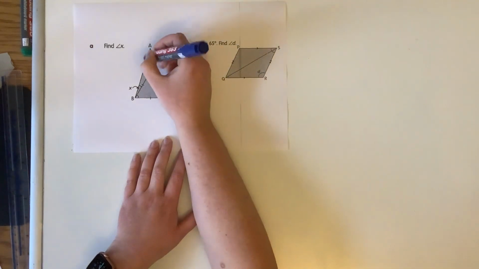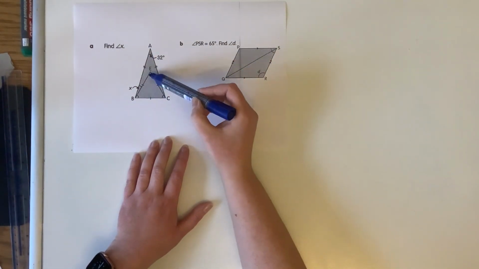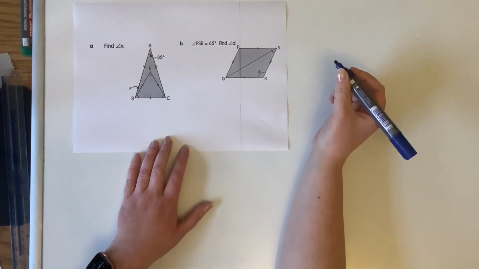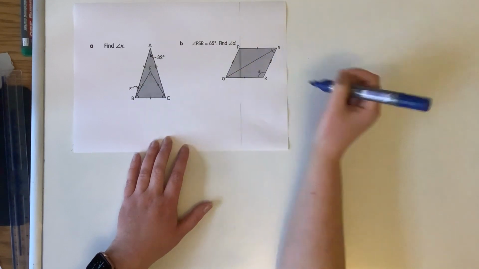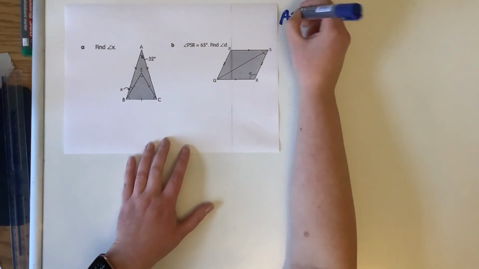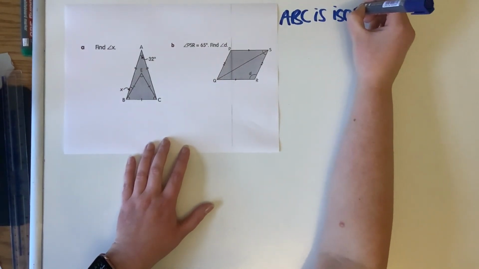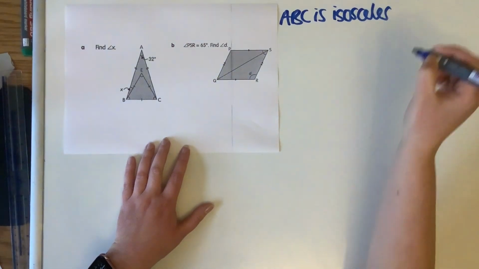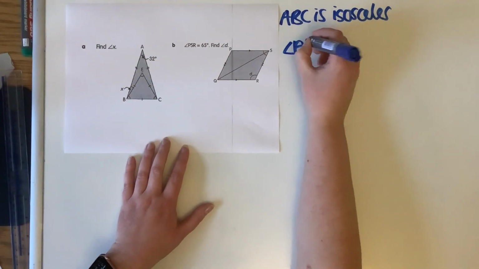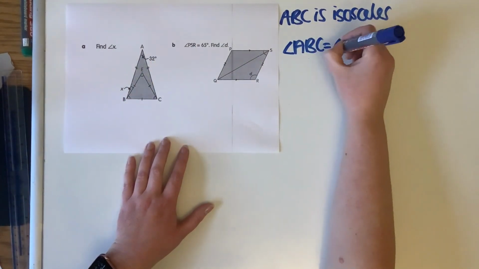And I already know that this is 32 degrees. Then if I look at the triangle BEC, I notice these, which tells me that all sides are equal. So this one is an equilateral triangle. So I know that ABC is isosceles. If I think about it, like I've just said, angle ABC equals angle BCA.